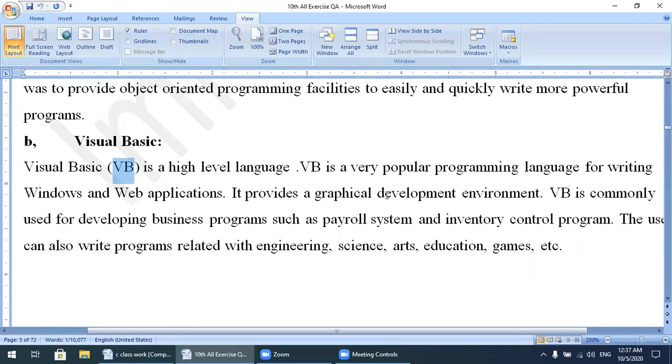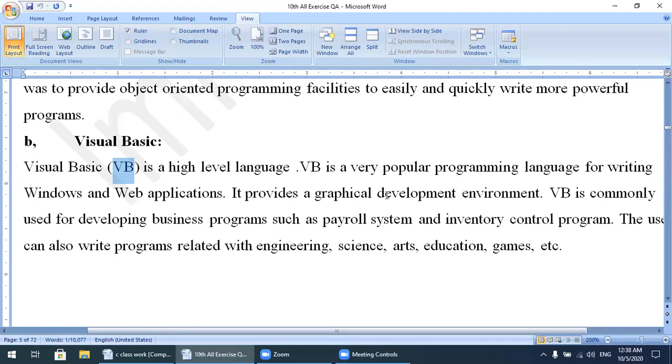So this one is a Windows application. I can also develop Windows and web applications in Visual Basic. Web application means I can also make an email program or a Facebook program. It provides a graphical development environment, a GUI, graphical user interface. You can also say that it provides a graphical development environment.